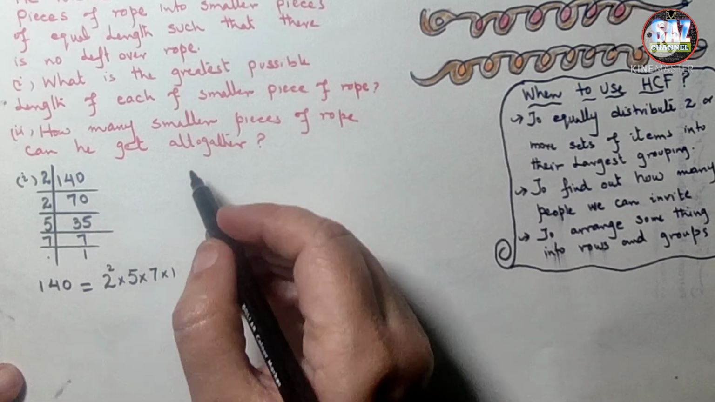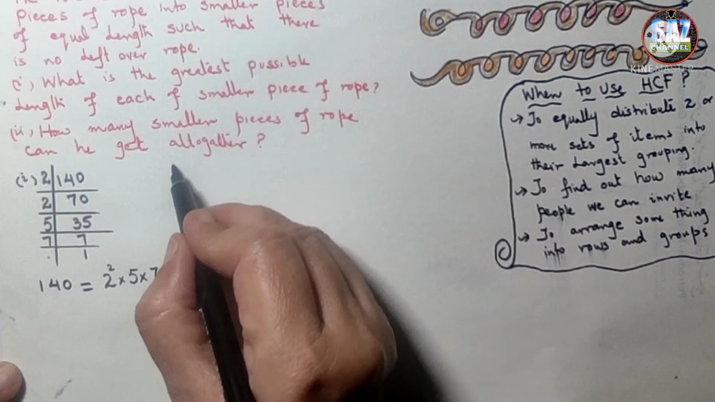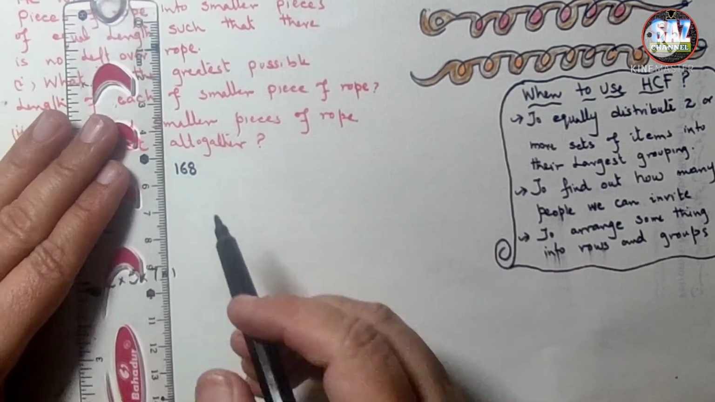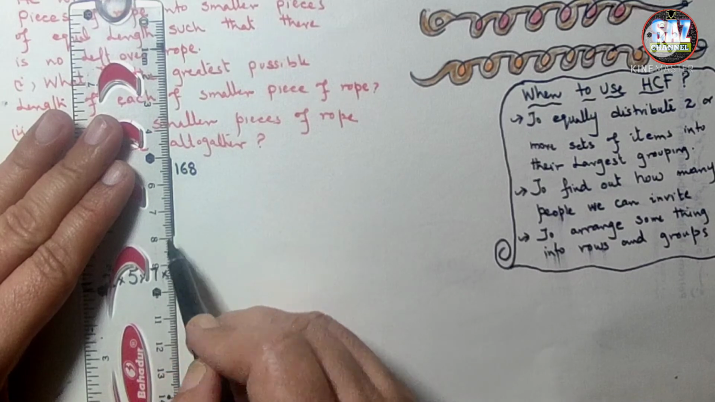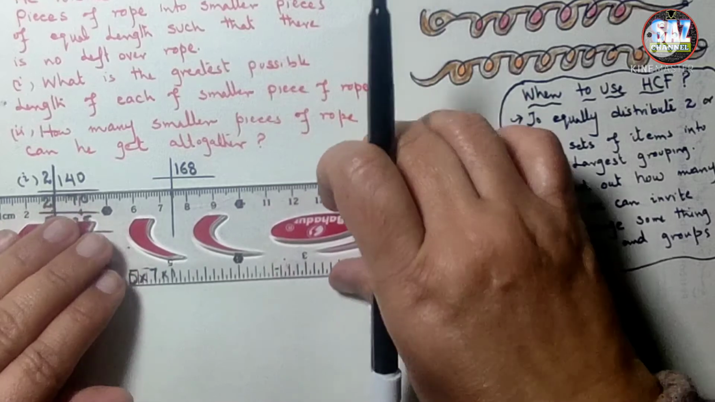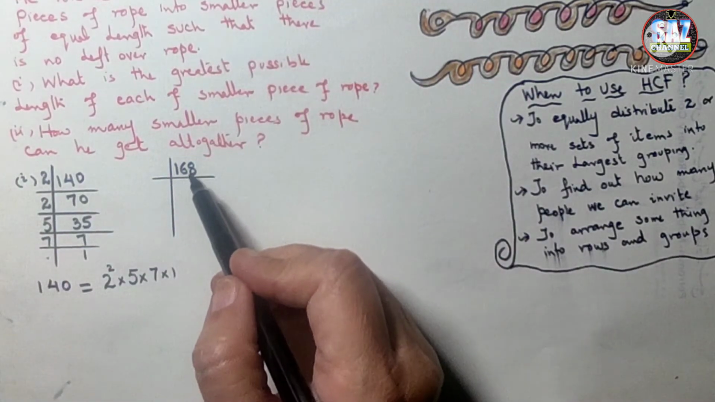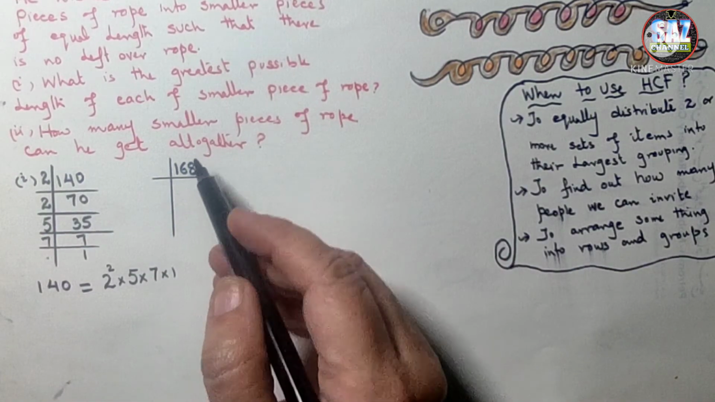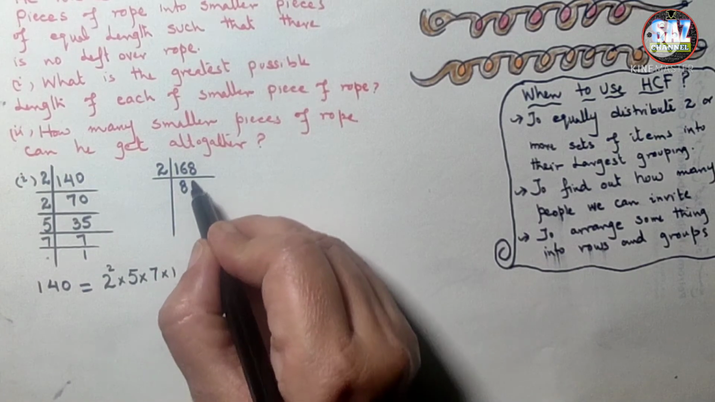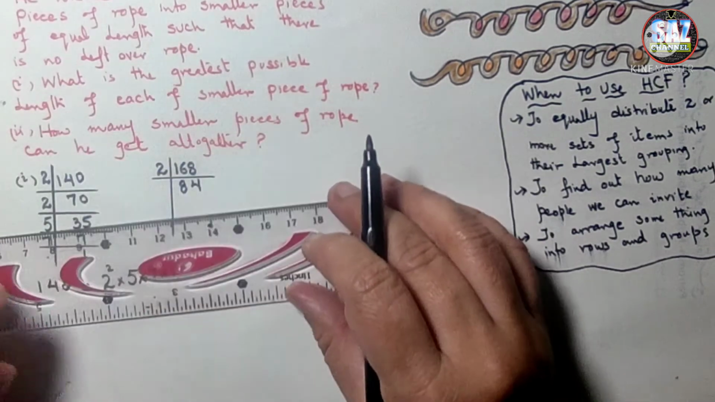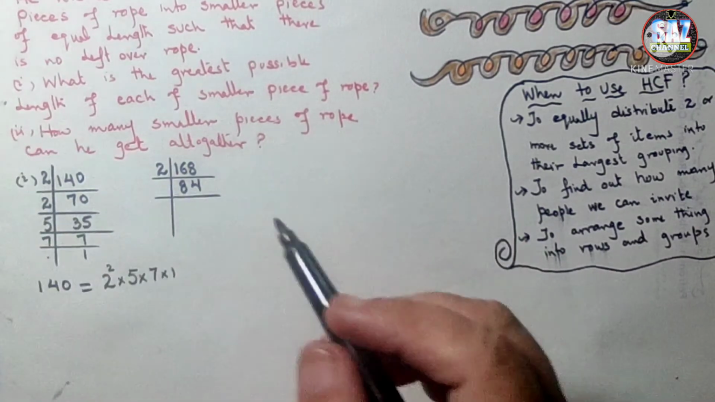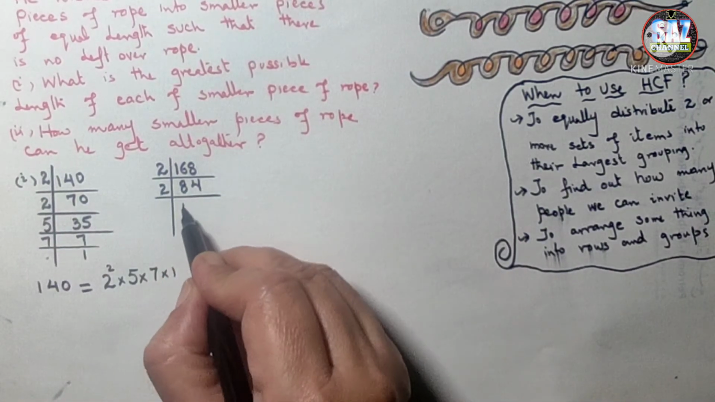Moving to the second number, that is 168. Again we have to go for the prime factorization. Chapter number 1 is really important for your O-level examination. As the unit digit is 8 and this is even, we can easily divide this by 2. 2 8s are 16 and 2 4s are 8. Again the unit digit is 4, which is easily divisible by 2.